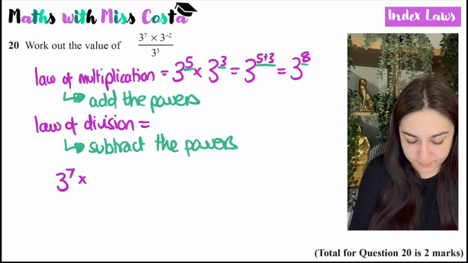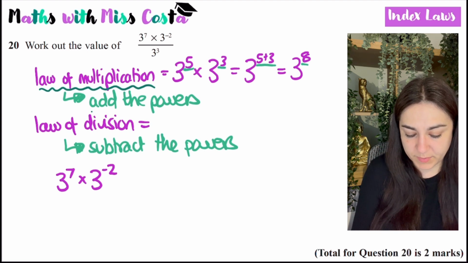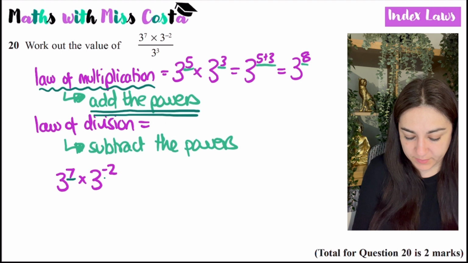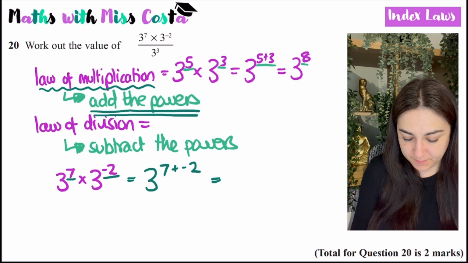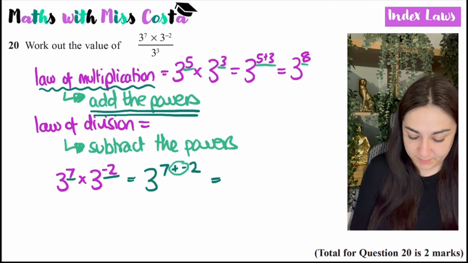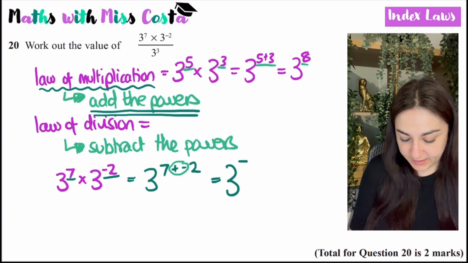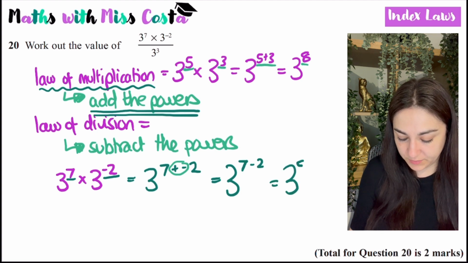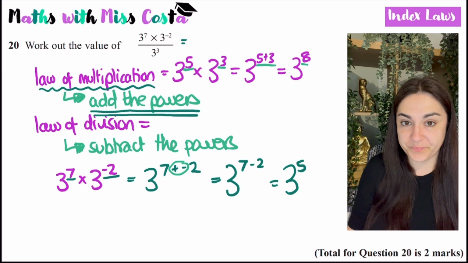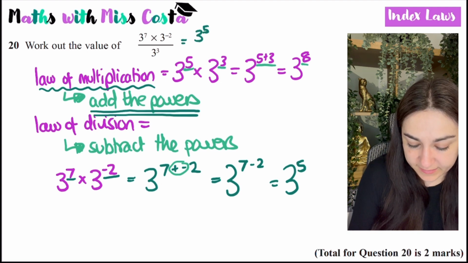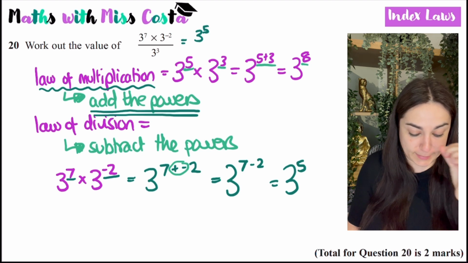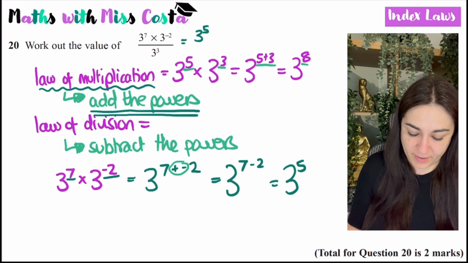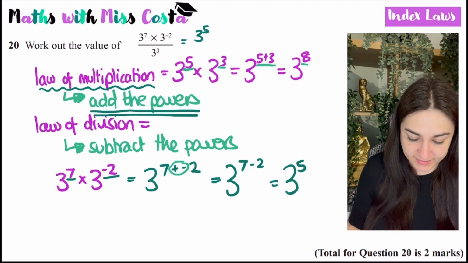So we've got 3 to the power of 7 times 3 to the power of -2. I'm going to use the law of multiplication, which means I add the powers. So that would become 7 plus -2. And when you've got a plus and a minus next to each other, that just becomes a minus. So that would be 3 to the power of 7 minus 2, which is 3 to the power of 5. This is a little bit of a difficult one because it's got a negative index, but all you need to know is that you do exactly the same thing. You add the powers together, and adding a negative is the same as subtracting.